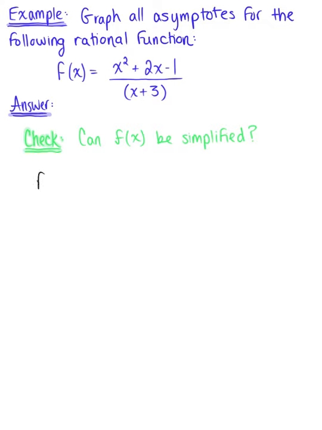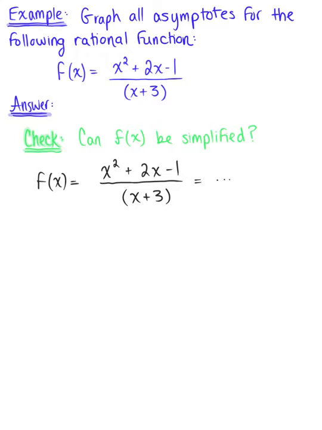So here we go. We are given f of x. And now we have a quadratic in the numerator, x squared plus 2x minus 1, and a binomial in the denominator, x plus 3. So our denominator can't be simplified any further. There's no common factors, so that's all set. Can we factor the numerator? No, we're stuck here. So f of x is simplified.